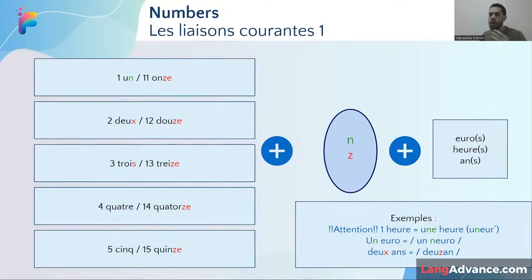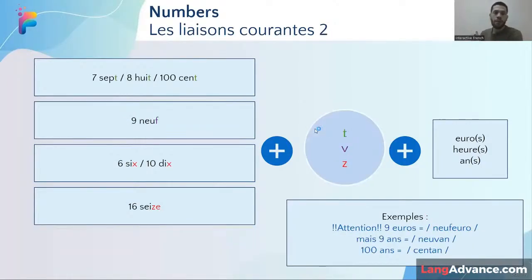Pay attention though, heure is a feminine noun, so we don't say un heure when we count 1 hour. We would say une heure. Something to pay attention to: don't say un heure, it's une heure.